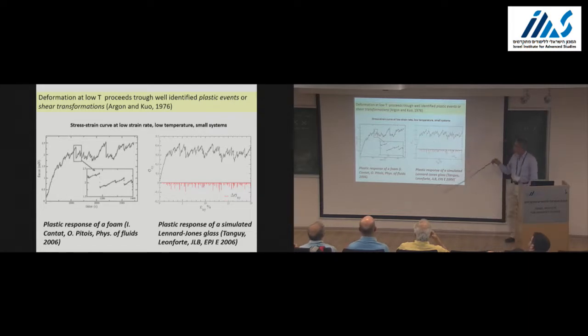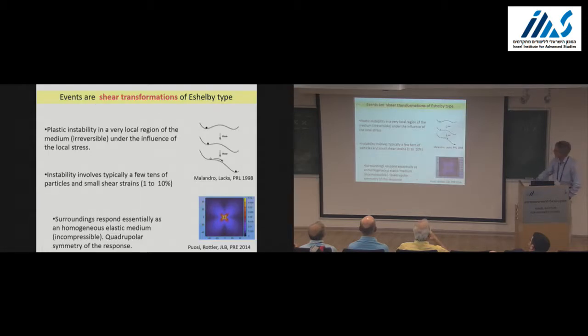And these wiggles or fluctuations that you can see in experiments as well as in simulations have been for a number of years associated with these shear transformations. Well, some people prefer to talk about shear transformation zones. I prefer to talk about shear transformations because I do not really need to have specific zones here. And these shear transformations, as we have seen, are local mechanical instabilities of a region of the material involving maybe a few tens of particles or atoms.